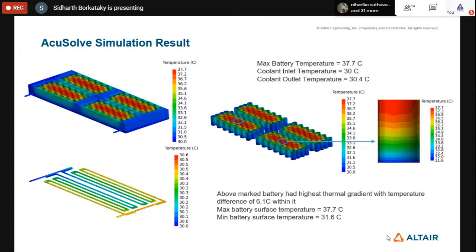Now, as an engineer, our first observation is not just to see this color and say that my work is done. No. The question is, how can I reduce this 37.7 degrees centigrade further? Can I think of something innovative, or can I think of something very simple yet it can make a real change? Can we think in that line?